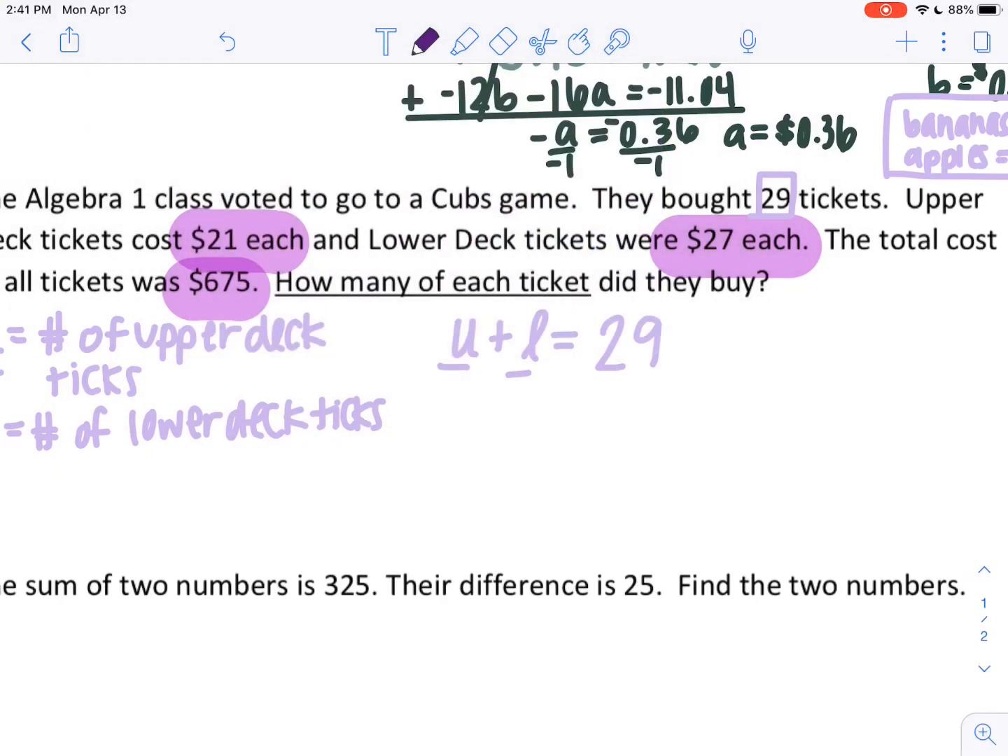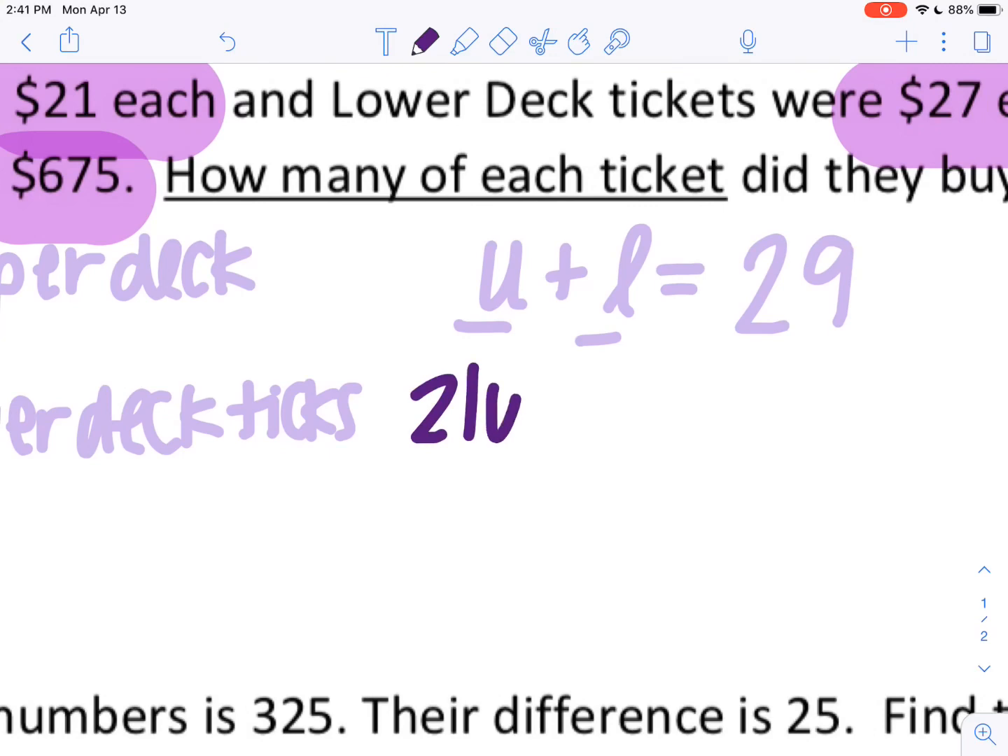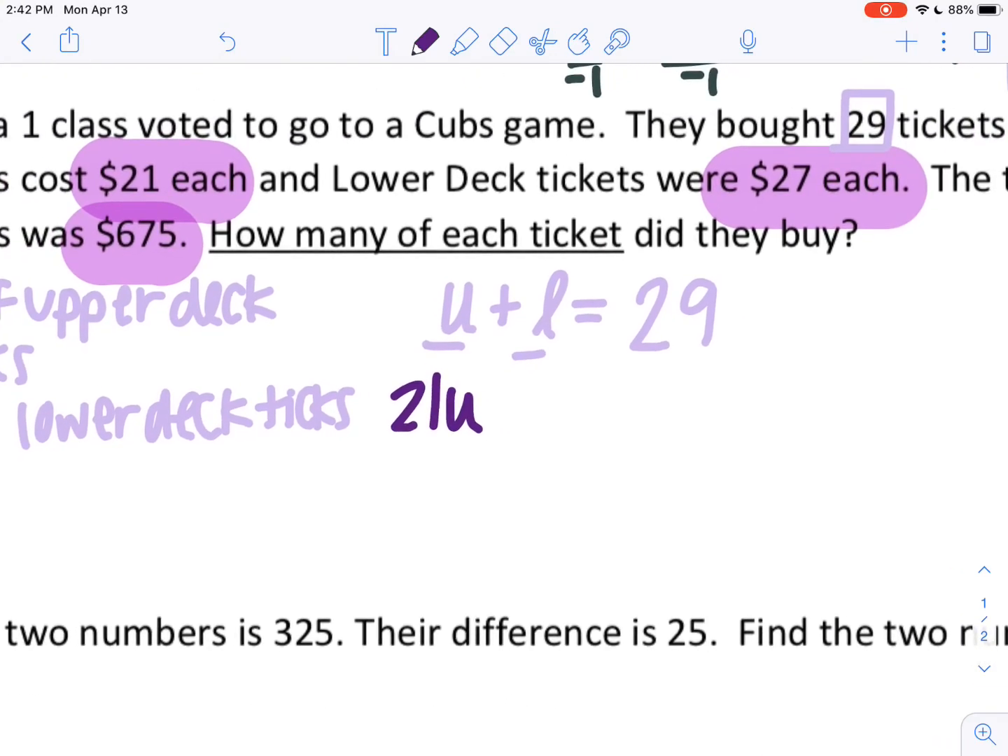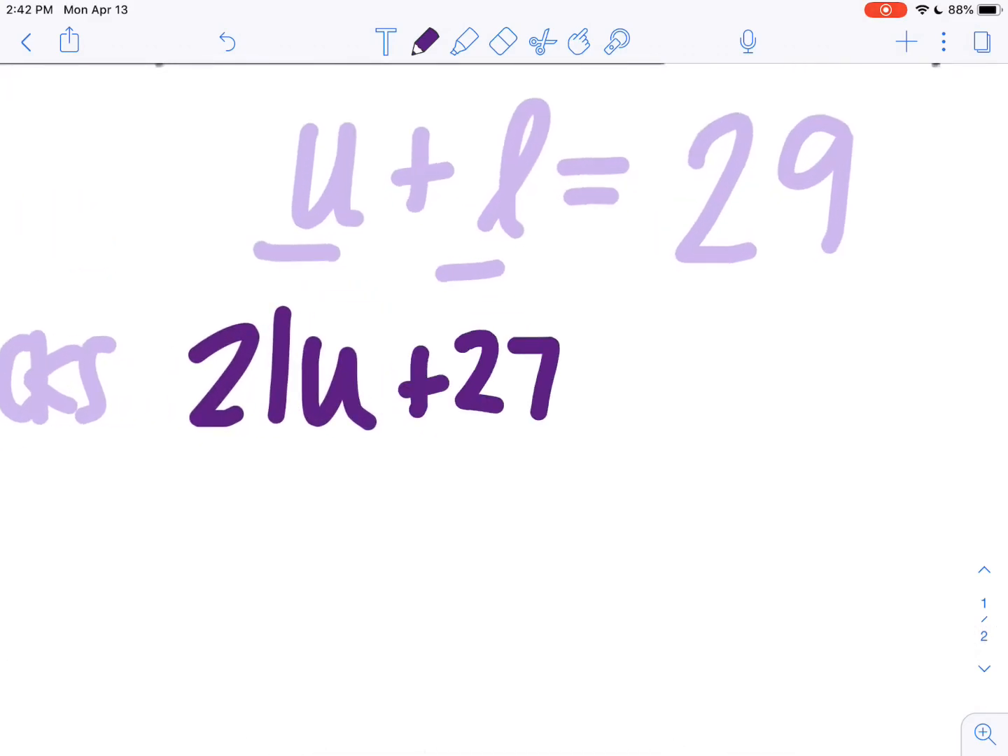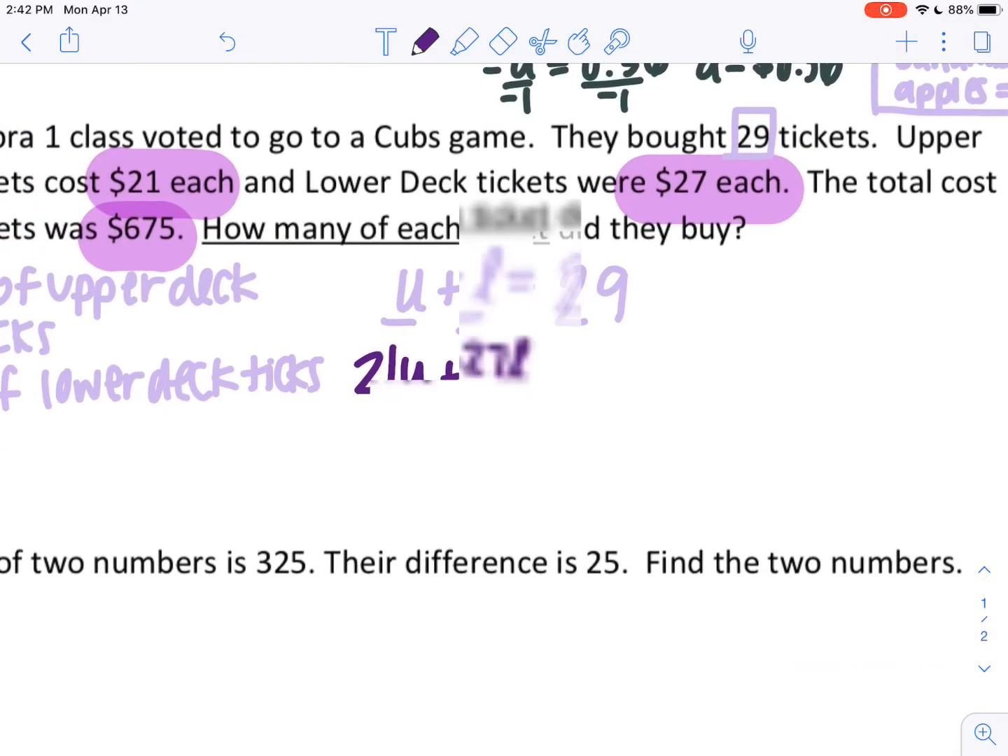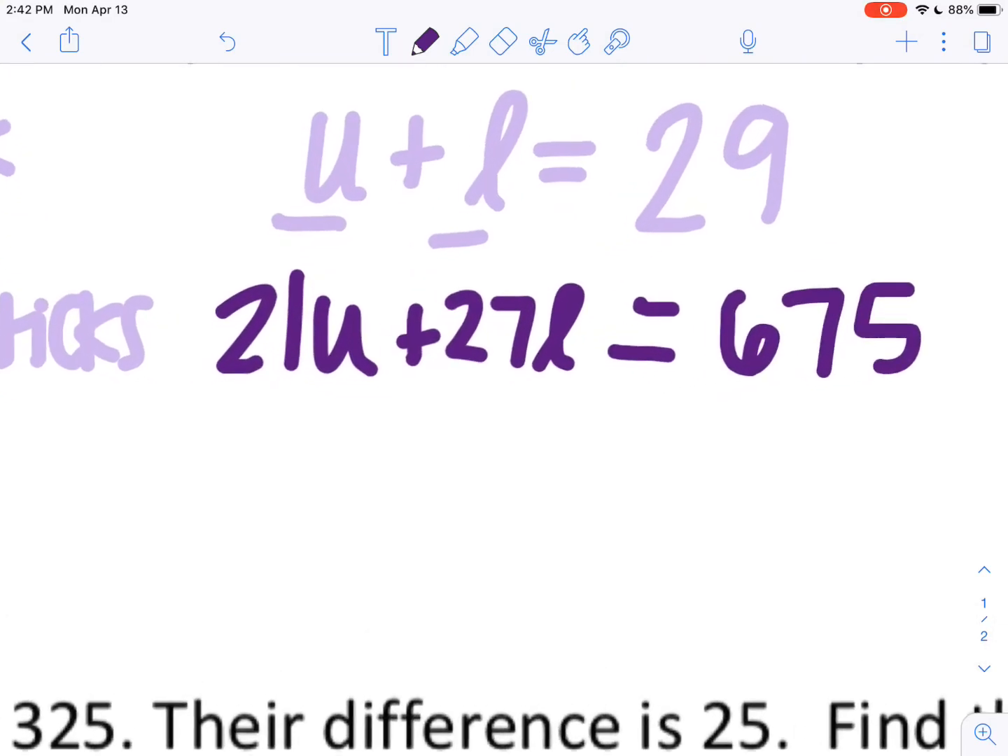Each upper deck ticket was $21 each. So I'm going to say 21 times the number of upper deck tickets. And then the lower deck tickets were $27 each. So I'm going to do 27 times the number of lower deck. Total cost was $675. Okay, so notice that it said equal to money, right? So in these types of problems, if they're talking about the total amount of money, then you need to add in the value of each ticket to get the total cost. Okay, if that makes sense.